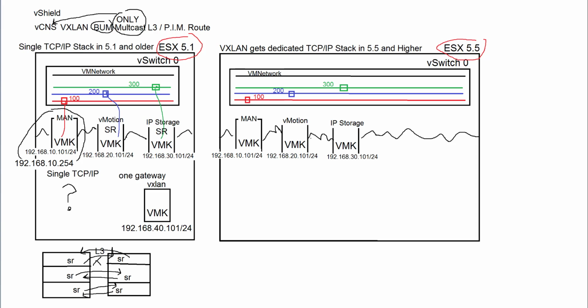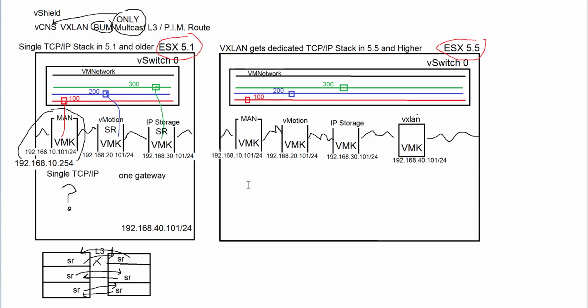So if we take this guy that we built over here, I'll just grab him, and we're going to plug him into our VM kernel over here. And we're going to assign him an IP address. So we'll give him that same 192.168.40.101/24, and we're going to assign that IP address here.